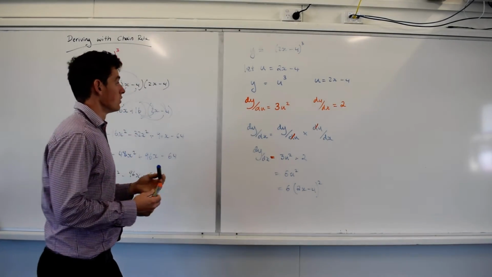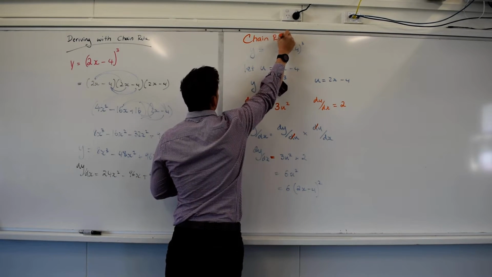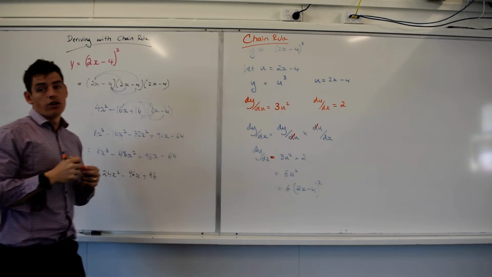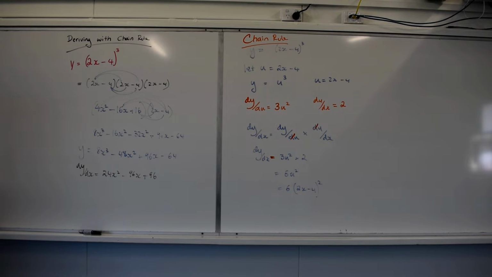That there is called the chain rule, and it's the first rule that you're going to learn about deriving. So when did we use it? Why did I use it?